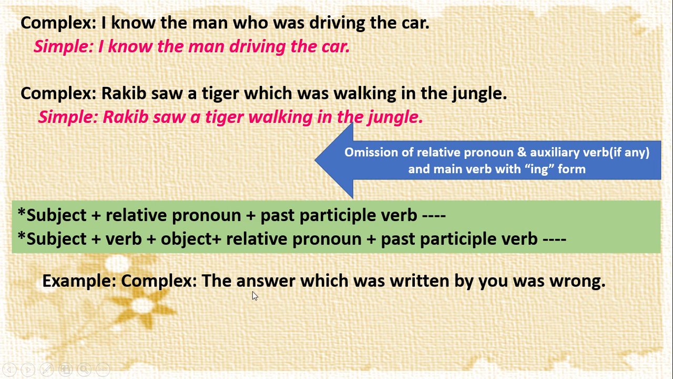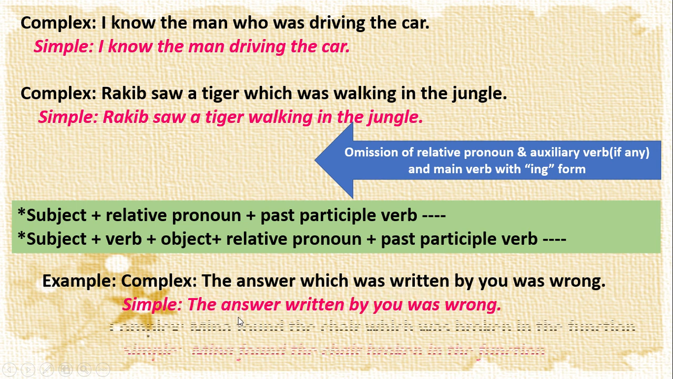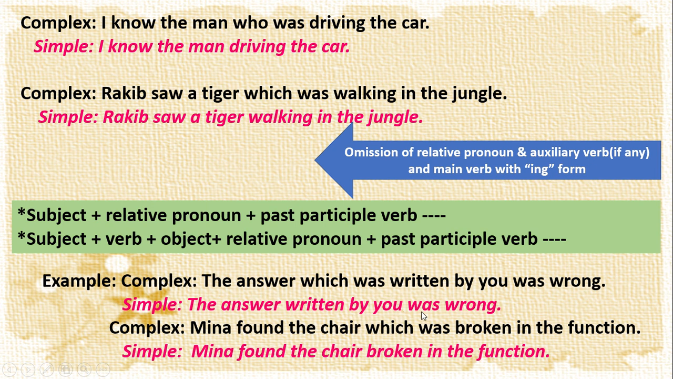Complex sentence: The answer which was written by you was wrong. Look, subject plus relative pronoun, then the past participle form of the verb is given here. So we'll make it simple by writing: The answer written by you was wrong. We just omitted the relative pronoun and auxiliary verb.